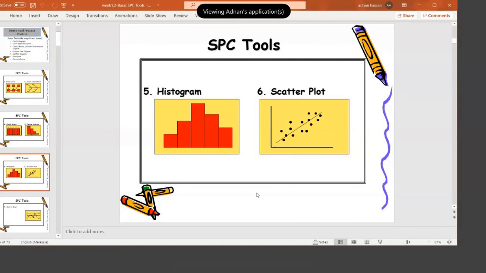Volunteer before I call. Okay, scatter plot. What is scatter plot? Do you want to see scatter plot between weight and height? Is there any relationship or not? Okay, Hazim, can you share your scatter plot?